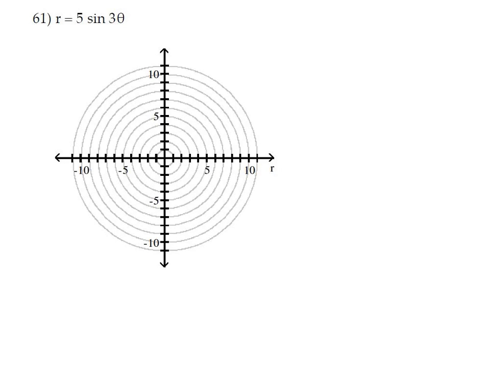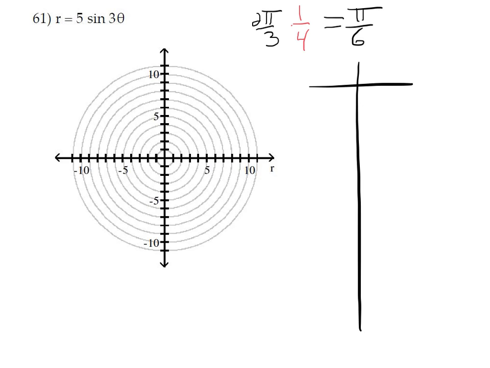Graph r equals 5 sine 3 theta. First thing we're going to do is work with the period. The period for sine 3 theta is 2 pi thirds. We're going to divide that by 4. It's easier to multiply by 1/4. And reduce, and this gives us pi sixths. This is the equal spacing that we're going to use for theta.